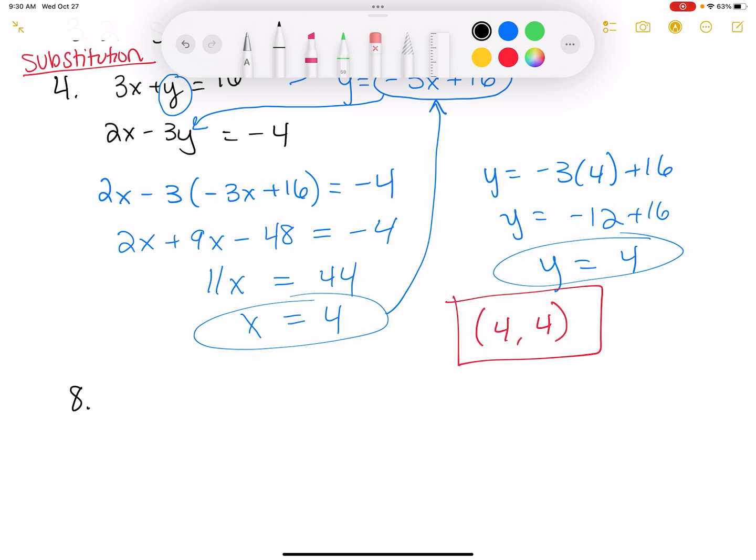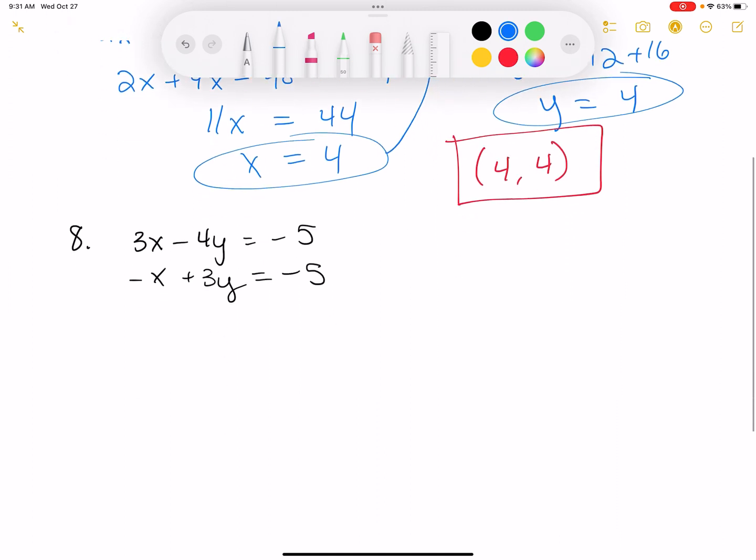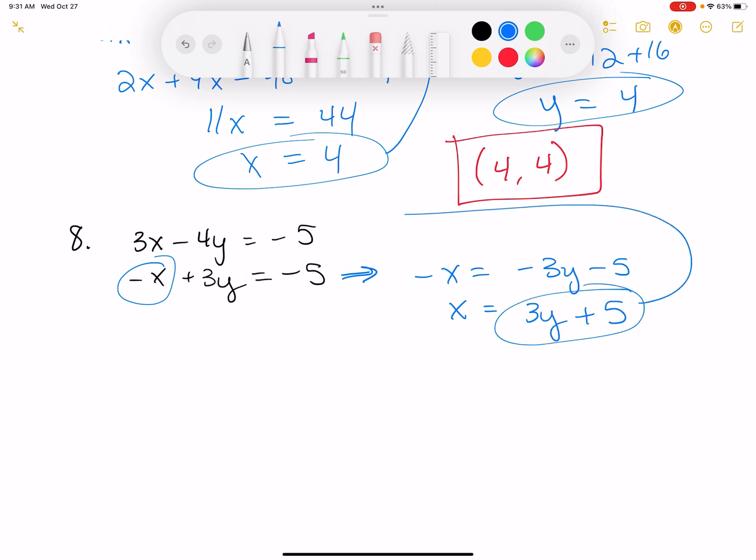All right, so let's see. We've got 3x minus 4y is equal to negative 5, and negative x plus 3y is equal to negative 5. So there aren't any that are positive and have just a 1 in front. But I do have the negative x that obviously just has a negative but no other numbers. So I'm going to choose to solve for this one. So negative x is equal to negative 3y minus 5. So x is equal to 3y plus 5. And we're taking that and plugging it in for x up here in the top equation.